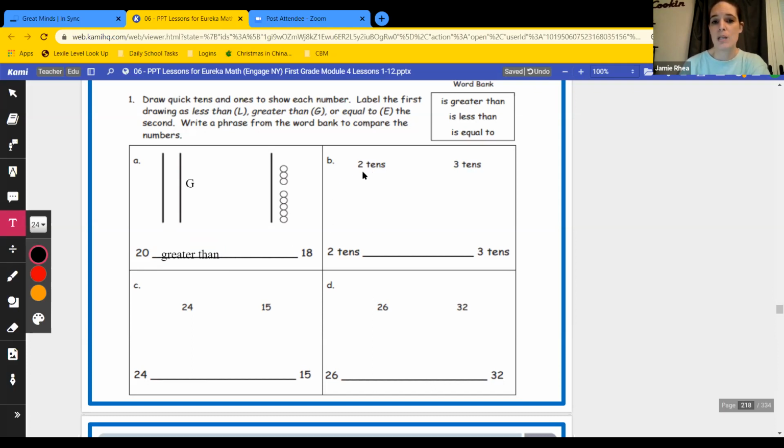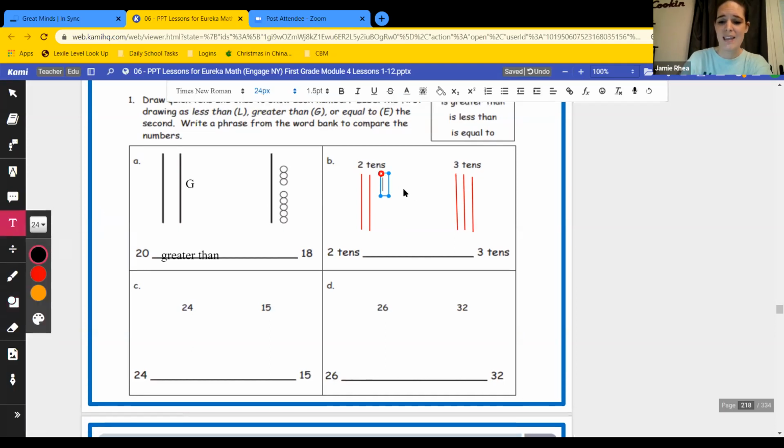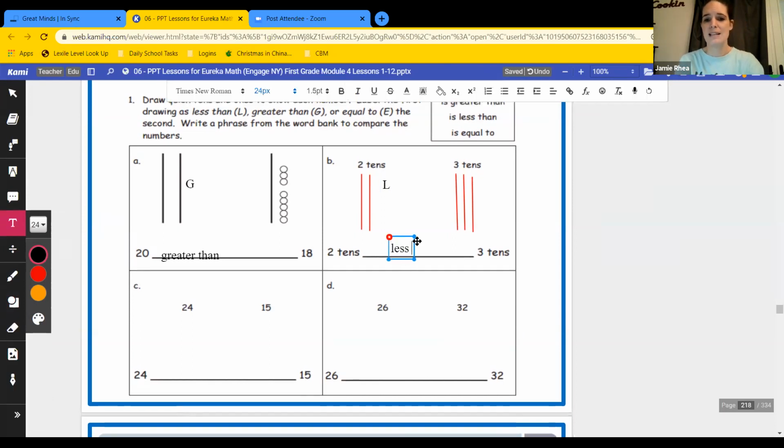So let's look at B. Now, remember, it says to draw quick tens and ones. So I don't have any quick tens and ones on this one, so now I have to draw it. I'm going to come over here to my shapes, and look, there's a line. Let's draw 2 tens. 1, 2. There's my 2 tens. Now this one says 3 tens. 1, 2, 3. Now, is 2 tens greater than, less than, or equal to 3 tens? It's less, so I'm going to make an L. Then I'm going to come down here and I'm going to type the word less than.